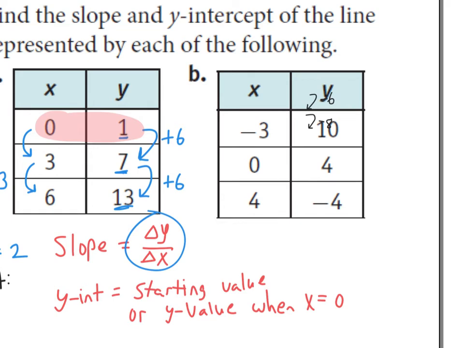Now the change in x's on this table, to go from negative 3 up to 0, that's a change of plus 3. And then to go from 0 to 4, that's a change of plus 4. So it looks like things are changing on this one. Let's see, though, if it's a constant slope or not.